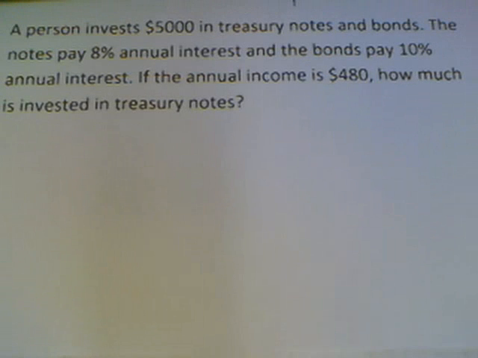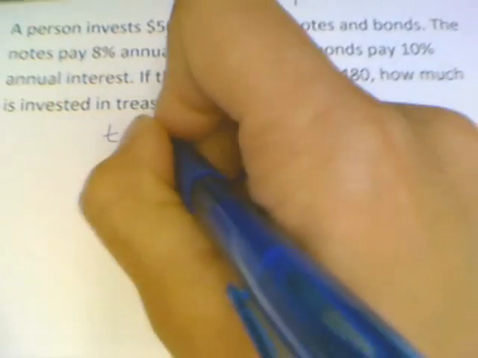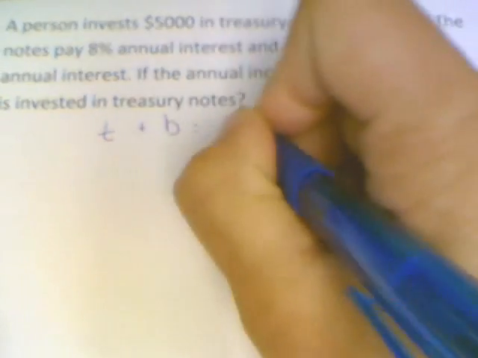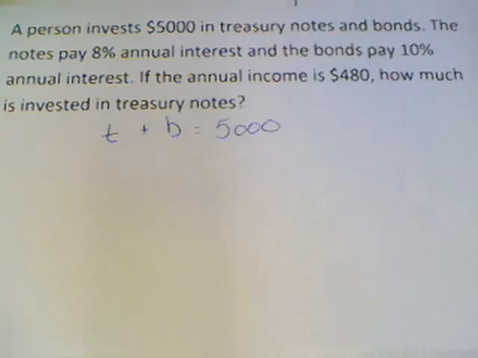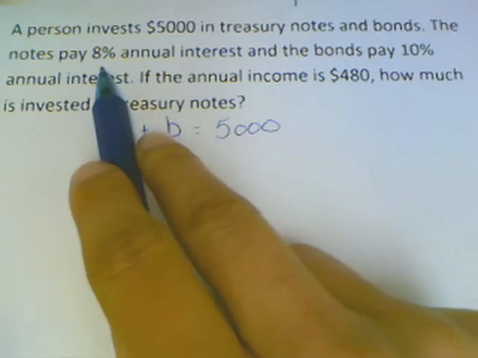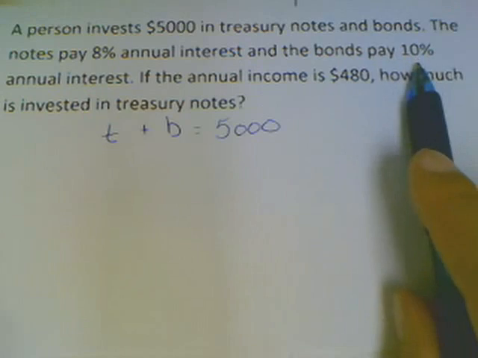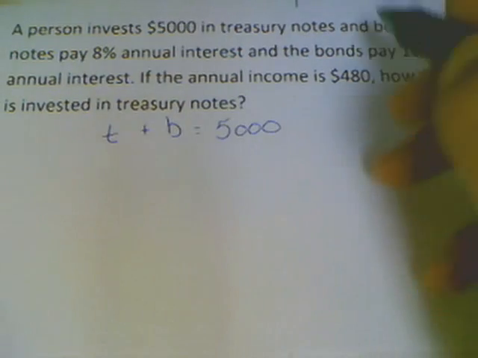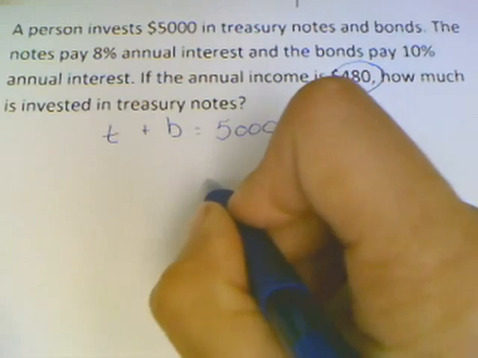A person invests $5,000 in treasury notes and bonds. That means the amount in treasury notes plus the amount that they put in bonds needs to equal $5,000. The notes pay 8% interest and the bonds pay a 10% interest. The total interest they make is $480.